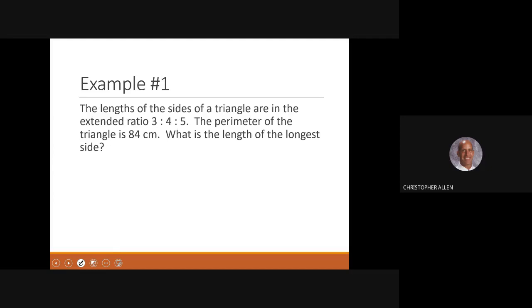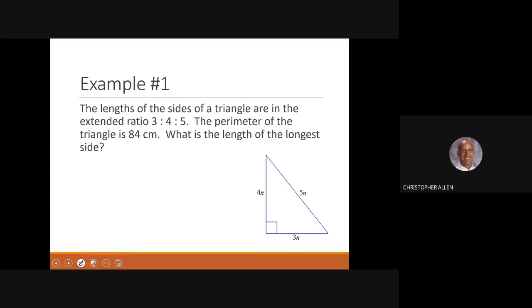So, this is actually kind of tough. The only thing we know is that if one side was 1 inch, then another side would be, if one side was 3 inches, then another side would be 4 inches, and then another side would be 5 inches, right? Well, if you take 3 plus 4 plus 5, that doesn't equal 84, so that's not the answer. So how do we find the answer?